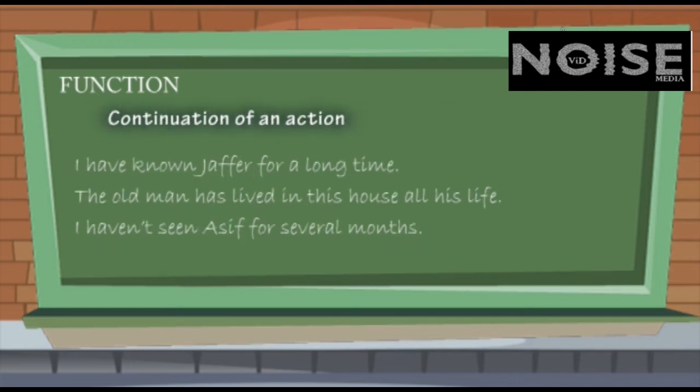We also use this tense to denote an action beginning at some point in the past and continuing up to the present moment. For example, I have known Jafar for a long time. If you say, I know Jafar for a long time, that is okay in Urdu. But in English, you must use I have known Jafar for a long time, because this is something that started in the past and is still continuing up to this time. The old man has lived in this house all his life, and I haven't seen Asif for several months.